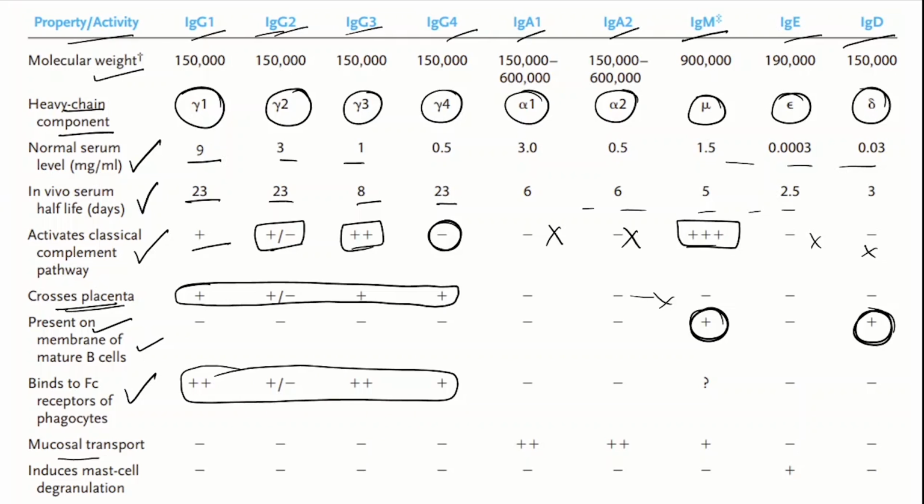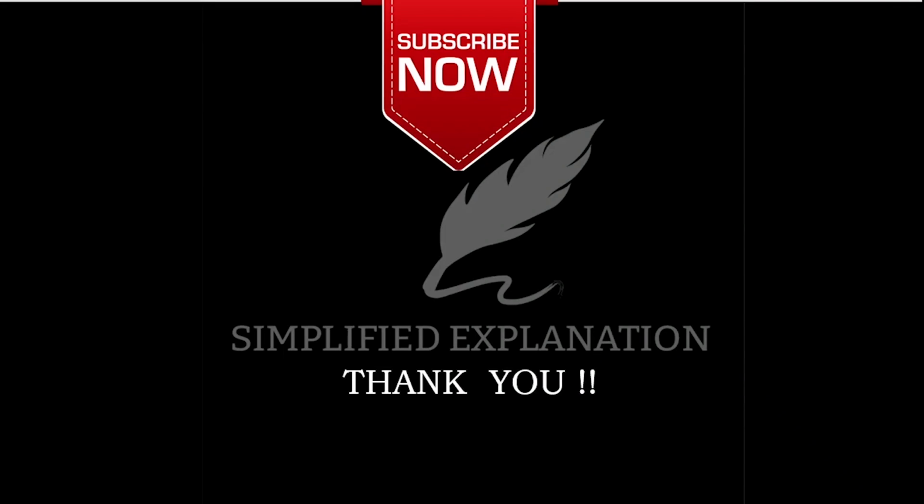others do not. Mucosal transport is a property of IgA and IgM. Induced mast cell degranulation is only by IgE. So this was all about the types, functions, structure and properties of the immunoglobulin classes. Thank you.